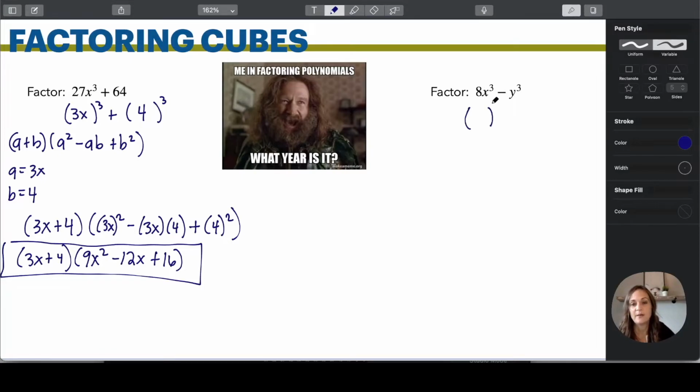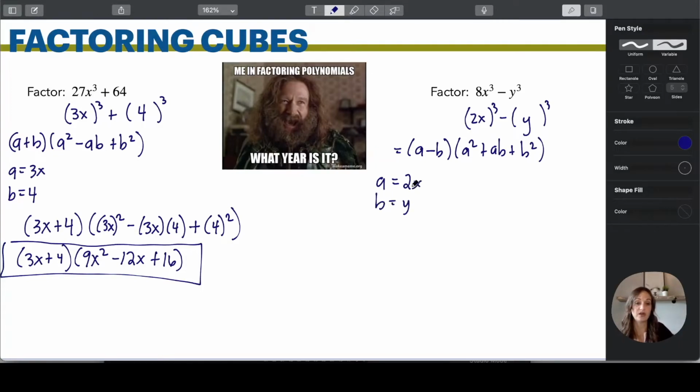So the first step is we have got to figure out what cubed gets me 8x cubed. And the answer is 2x, because 2 to the third power is 8, and then x to the third power is x cubed. And then obviously this second one is y. Now, because this is a subtraction, we are going to use the formula a minus b times a squared plus ab plus b squared. So we know that a represents 2x and b represents y. So we're just going to plug those in.